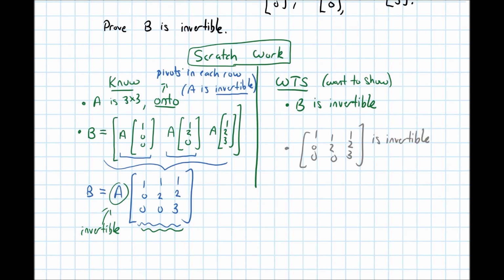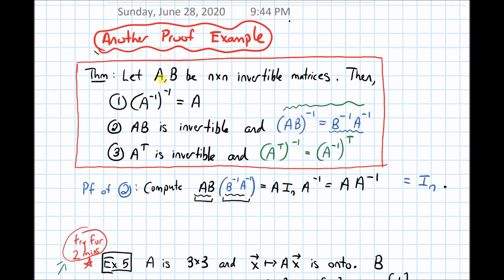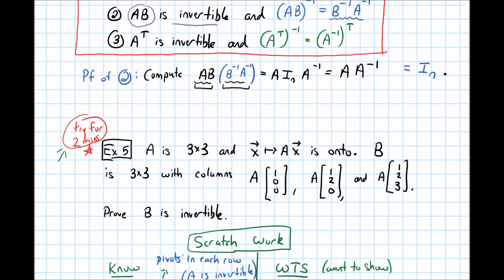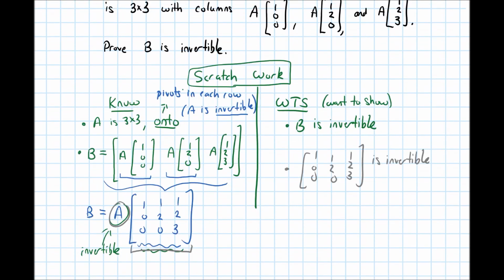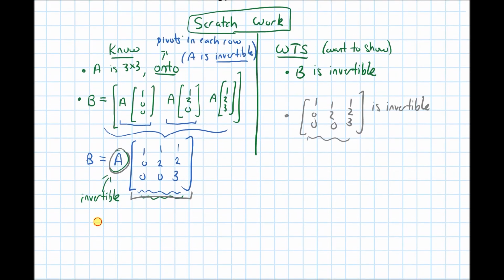Because if it was, well, A is invertible, and it's multiplied by another invertible matrix. And we just stated a theorem above this that said if A and B are both invertible matrices, then their product is invertible. So what remains for us to show is that this matrix is invertible. But that is actually easy because I can see what the pivots are. So at this point, I think we're ready to write up the proof.